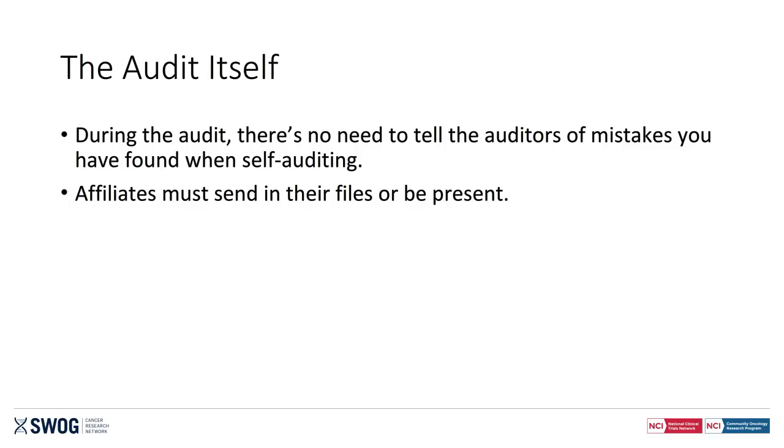The auditors know what they are looking for. What you consider a mistake may not be on their list. It is not necessary to point out errors. They will find them on their own if significant. The auditors prefer that the affiliates send their files to the main member's site, or someone from the affiliate site should try to be present on the day of the audit unless other arrangements have been made.